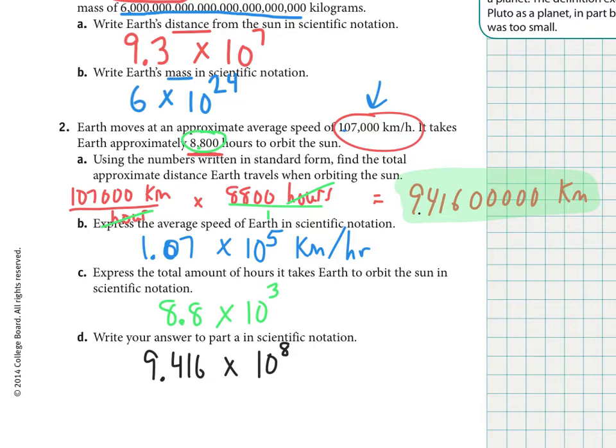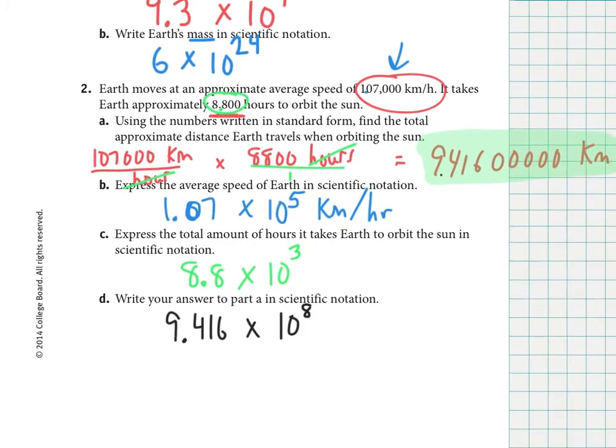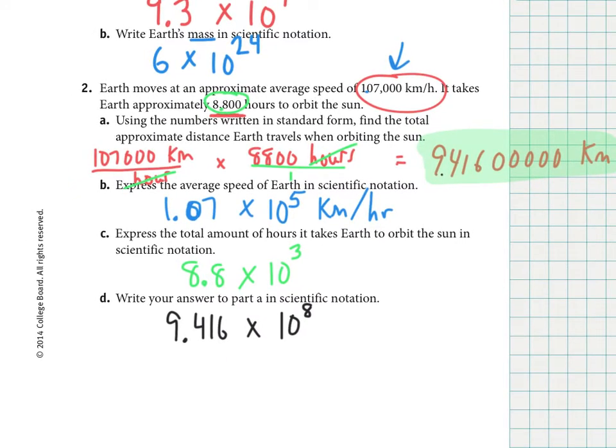Okay, so let's see if we can make a connection here. So that's the answer that we got when we just multiplied the standard forms together, right? Okay, so take a look. What we were really doing was multiplying the average speed multiplied by the number of hours, right? And that's what we did in part A. Okay, and the answer written in scientific notation looks like that.